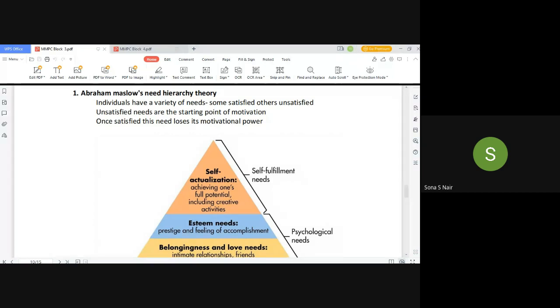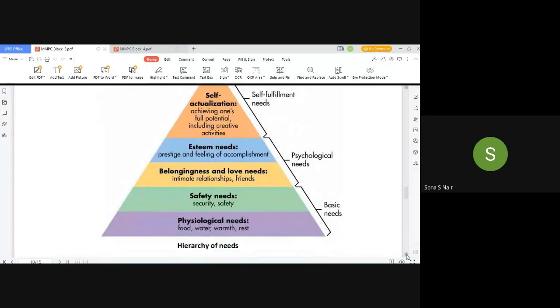So whatever is not there with the individual, for that they would start working or they would be moving towards that goal. And once the need is satisfied, it will lose its motivational power, right? These are the five levels of needs according to the hierarchy of needs. Physiological needs at the bottom, safety needs, belongingness and love needs, esteem needs, and then self-actualization.